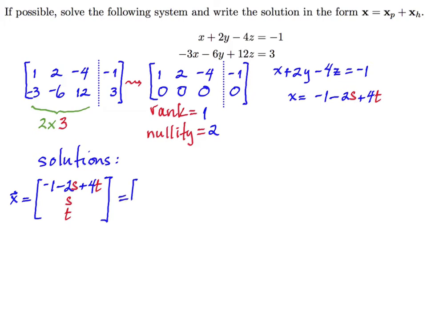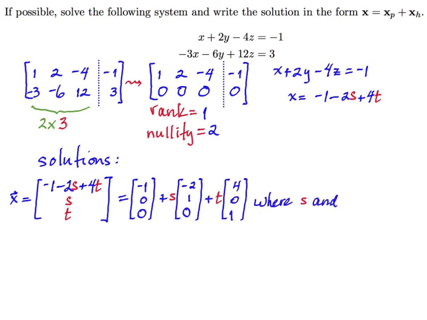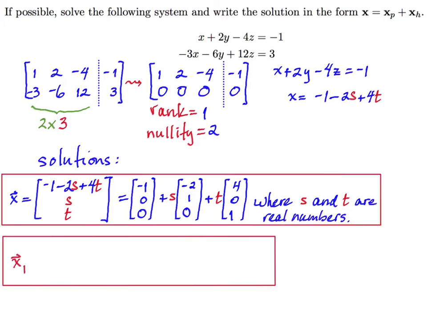And now we can break this up into a linear combination of the vector (-1, 0, 0) plus s times (-2, 1, 0) plus t times (4, 0, 1), where s and t are just any real numbers. And we can see that X sub P and X sub H are the two vectors.